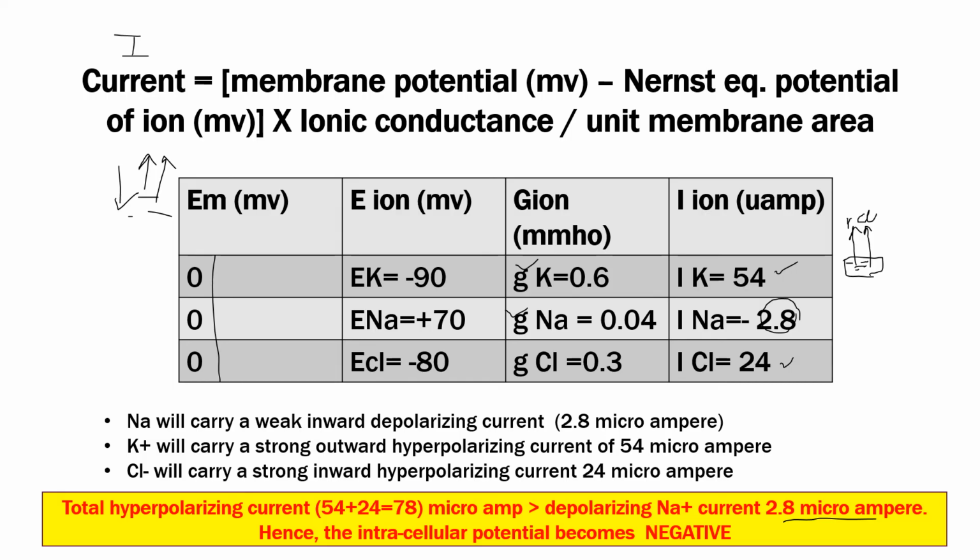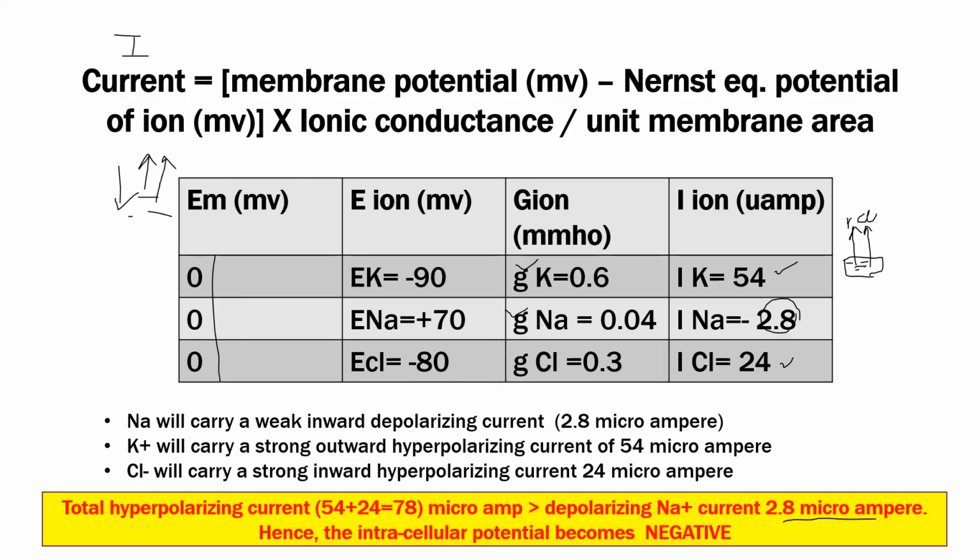So if we plug these values into this formula, we get the individual currents. The current value for potassium becomes 54, and the direction of current is from intracellular, so it is an outward current, plus 54. It is a hyperpolarizing current, meaning the intracellular side will become more negative.